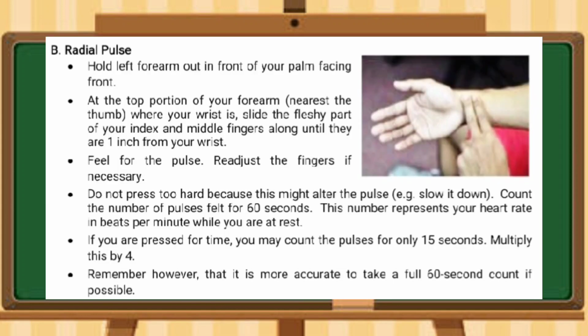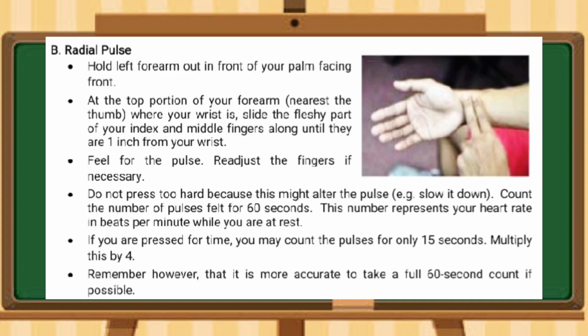Radial pulse. Hold your left forearm out in front of you, palm facing front. At the top portion of your forearm, nearest the thumb, where your wrist is, slide the pads of your index and middle fingers along until they are an inch from your wrist. Feel for the pulse. Readjust the fingers if necessary.